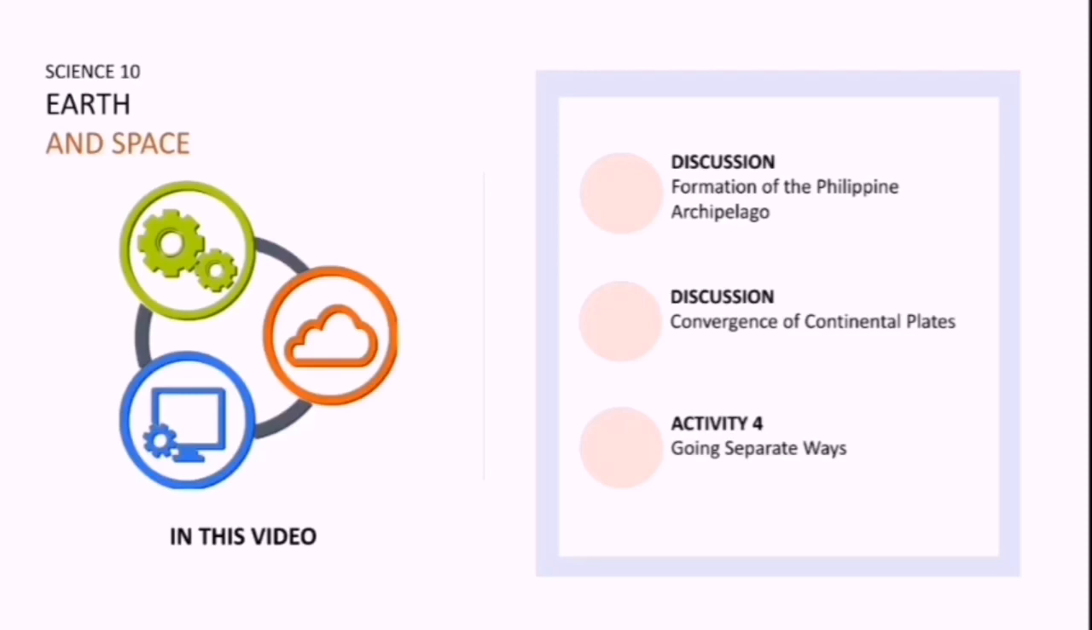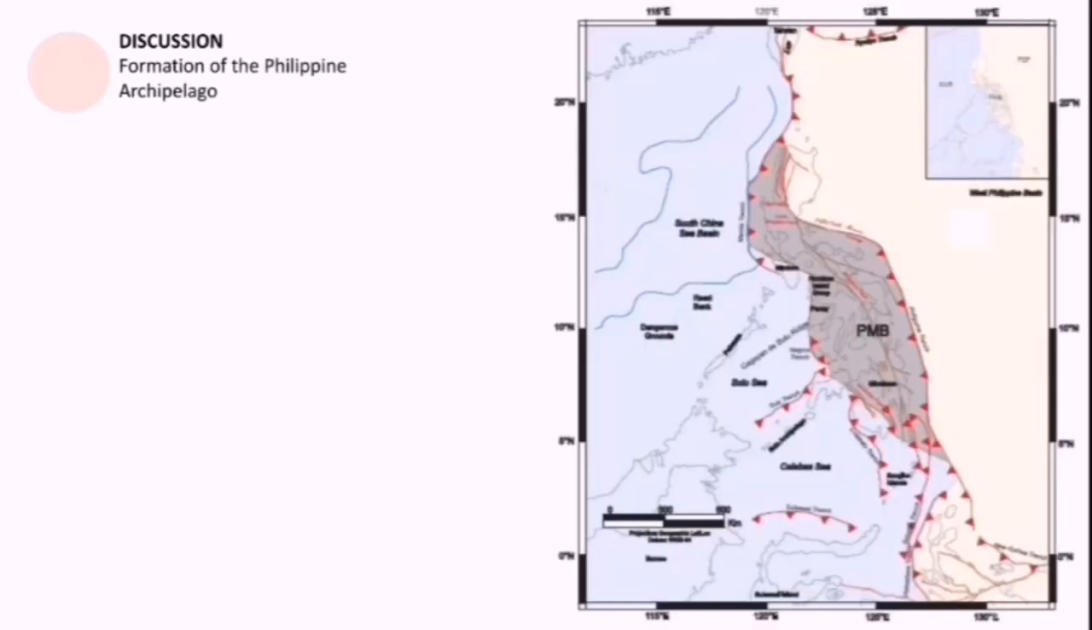Okay, so for the first part, we'll be having a discussion regarding the formation of the Philippine archipelago. For the second part, we'll be having a discussion again for the convergence of continental plates. And then for the last part, we'll be having Activity number 4, Going Separate Ways. So remember that at this point in the series, we are still talking about convergent plate boundaries.